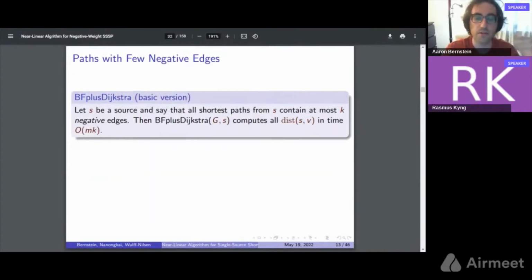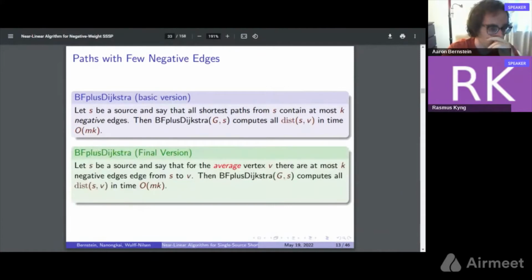And we actually prove a generalization. The generalization is that you don't need the statement that every vertex has few negative weight edges on the shortest path; it is enough for this to be true of the average vertex. And this is exactly proven by combining Bellman-Ford and Dijkstra. For this statement to be true, you need the assumption that G is constant degree. Okay, but what you should remember is that as long as there are few negative edges on shortest paths on average, it's easy to compute distances.